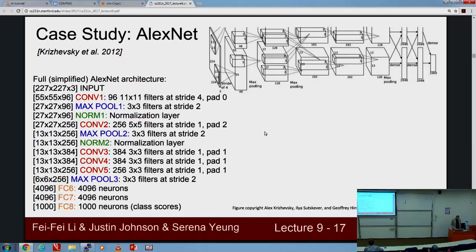Okay. So here's the rest of the exercise. You should be able to calculate all of these numbers yourself. So we go from 227 spatially to 55 to 27 to 13 to 6. At the end, before the fully connected layers, we have 6 by 6 by 256 inputs, 256 channels, and then we have 2 fully connected layers with 4096 hidden layer size each, and the final layer has 1000 outputs because there are 1000 classes in ImageNet.